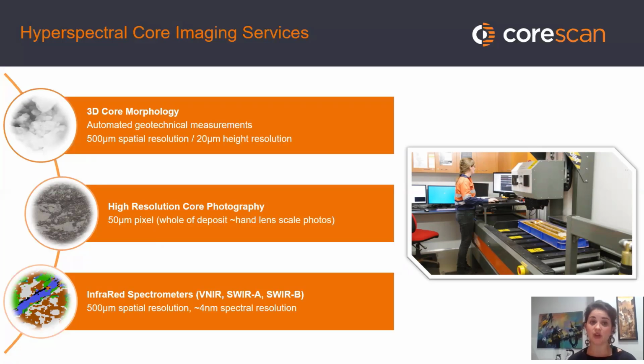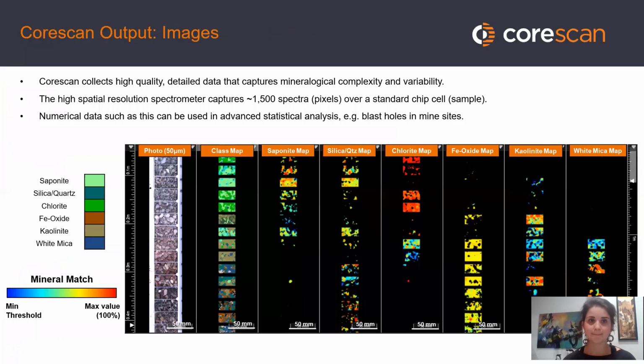And then we also have a laser profiler that's mapping core morphology. We use this for geotechnical applications, and that's at 500 micron spatial resolution and 20 micron height resolution. All of these are completely spatially co-registered. Corescan outputs, so we have images. That is probably our most famous thing.